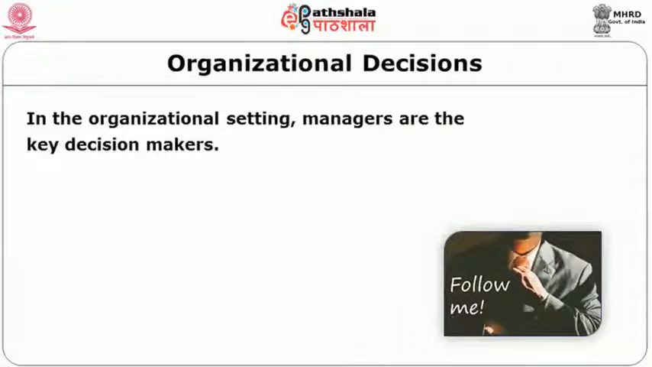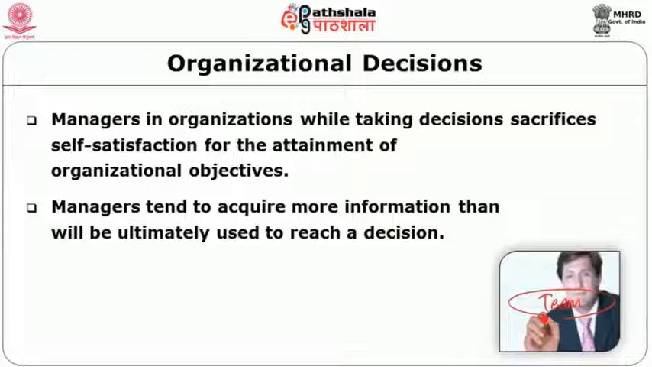Now the very first type is organizational decision. Organizational decisions are the decisions taken in the organization. In the day-to-day functioning of the organization, the manager has to take a lot of organization related decisions. These decisions are known as organizational decisions. While taking a decision for the organization, the manager has to think holistically for the organization. The manager has to sacrifice self-satisfaction while taking organization related decisions.